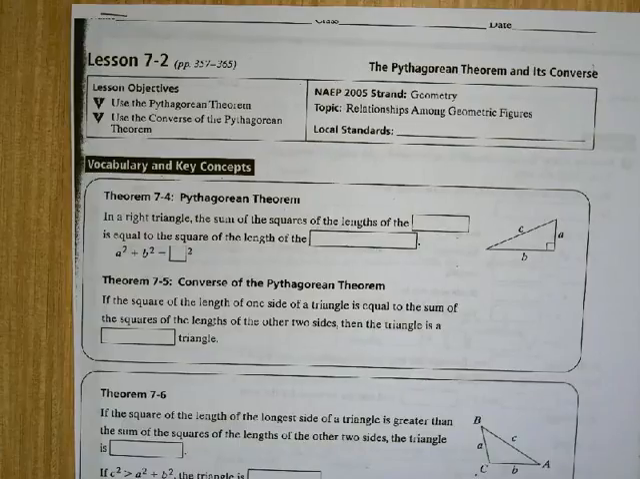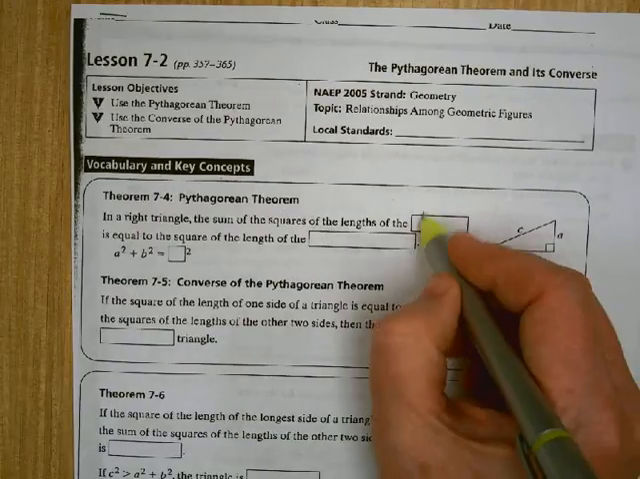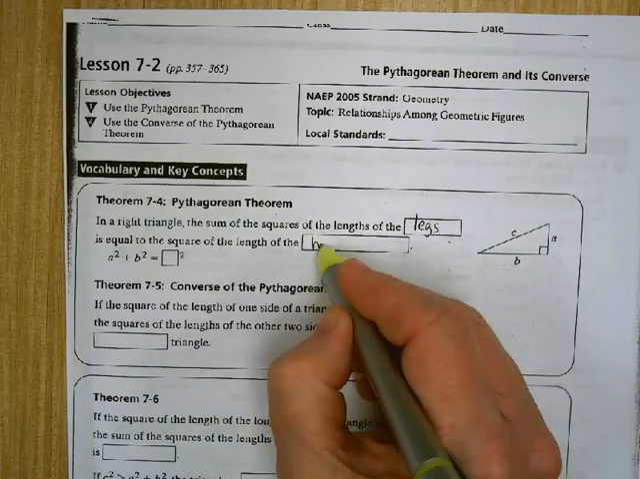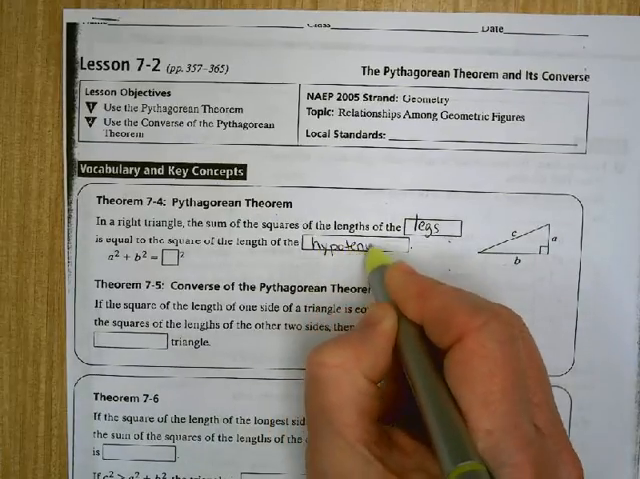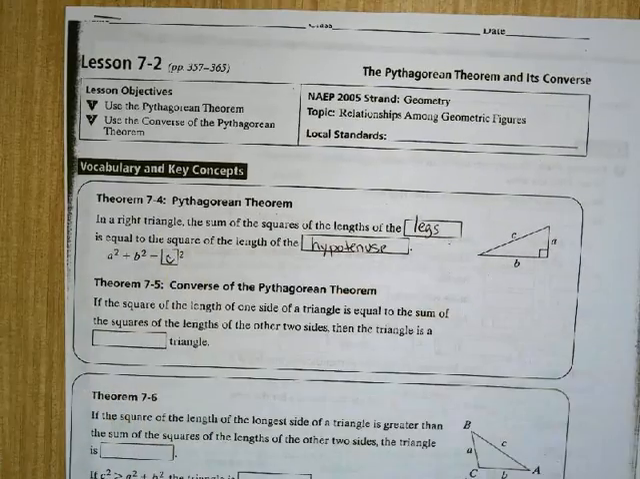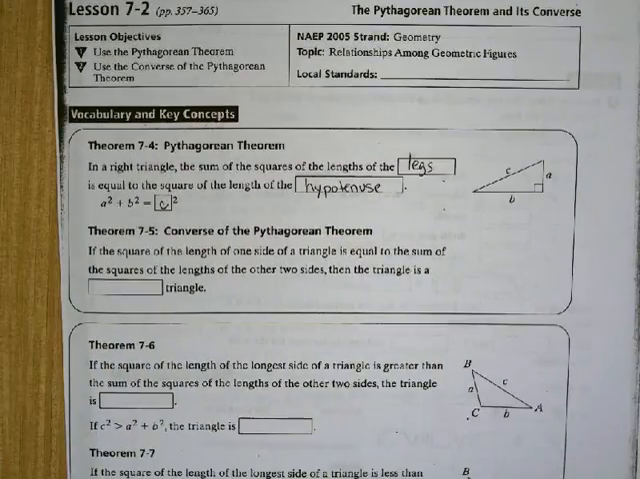In a right triangle, the sum of the squares of the lengths of the legs is equal to the square of the length of the hypotenuse. So a squared plus b squared equals c squared. This is not new to us. This is a review lesson.